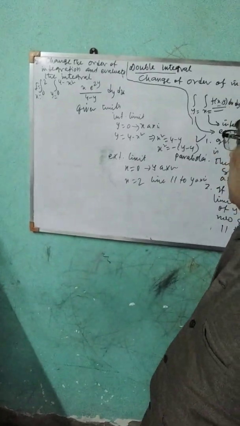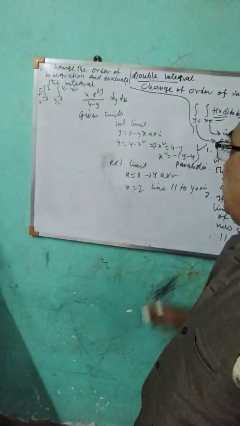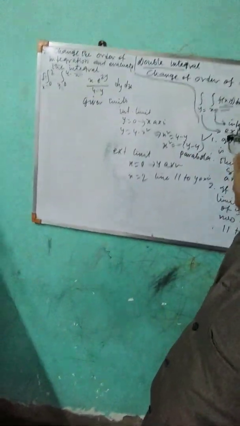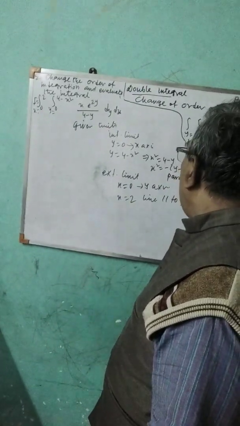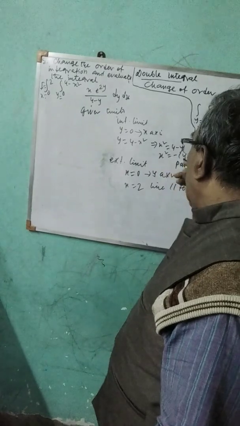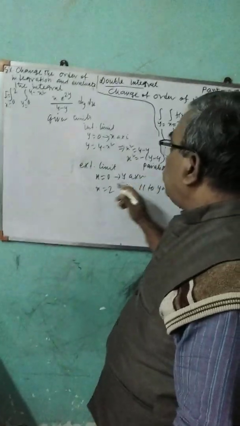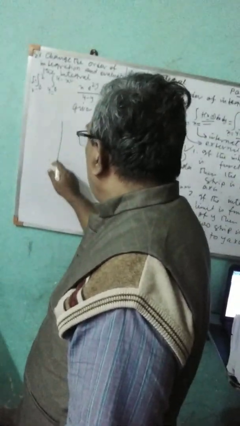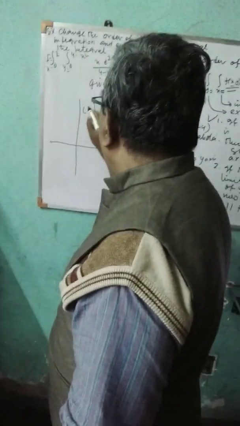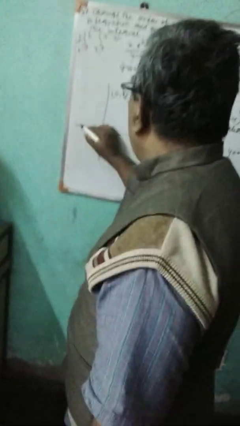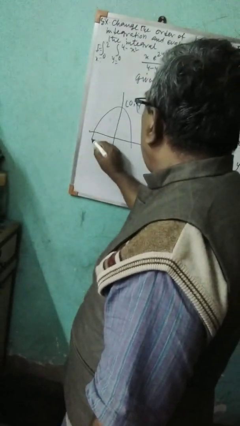Now from these limits we have to draw the graph. First, how to draw the parabola? You see the parabola, what is the vertex? From the parabola x square equal to minus (y minus 4), the vertex is (0, 4). This is the parabola.